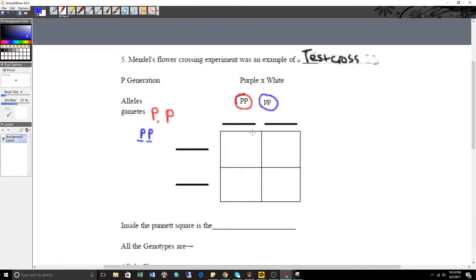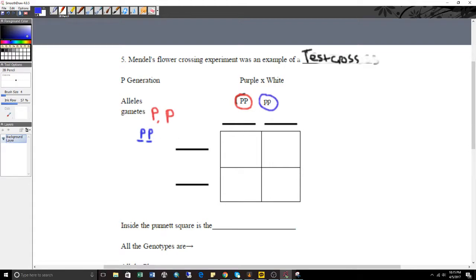I put a line underneath these when I draw them because p's look the same and I draw my p's all the same size. That just helps me not confuse the lowercase letter with the uppercase letter. So that's a big P, little p, little p. These are the gametes, right? Gamete 1, gamete 2 for parent 1, gamete 1, gamete 2 for parent 2.